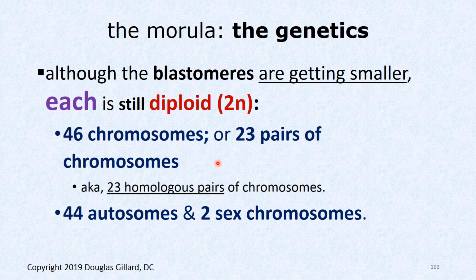Okay, and you can break it down further. There's actually 44 autosomes in every one of those cells, and 2 sex chromosomes, an X and X or an X and a Y, which gives it the sex.